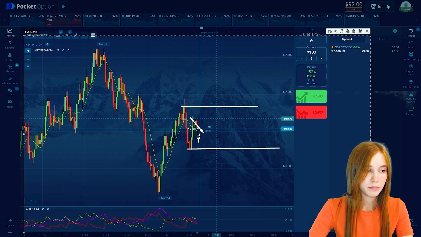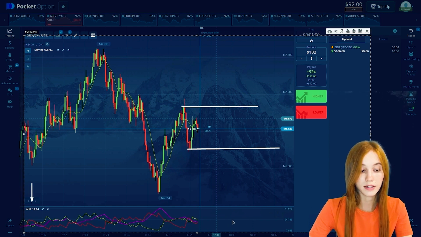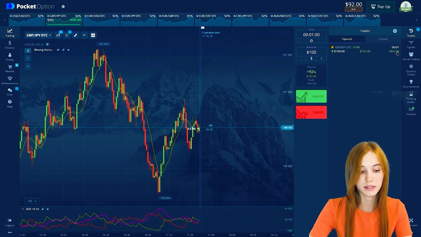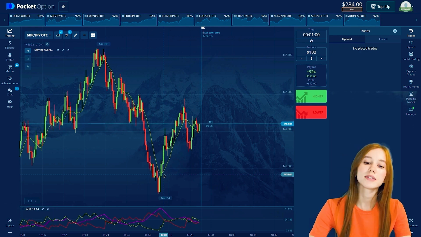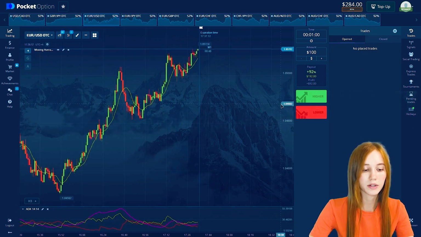So what we see, looking at the ADX, we see that there will clearly be a crossover, but we opened up and predict that there will be a slight adjustment, but still the trend will go down. There's a second left until the end of the deal. Yeah, profit $92. Good. We have moved on to the next pair.